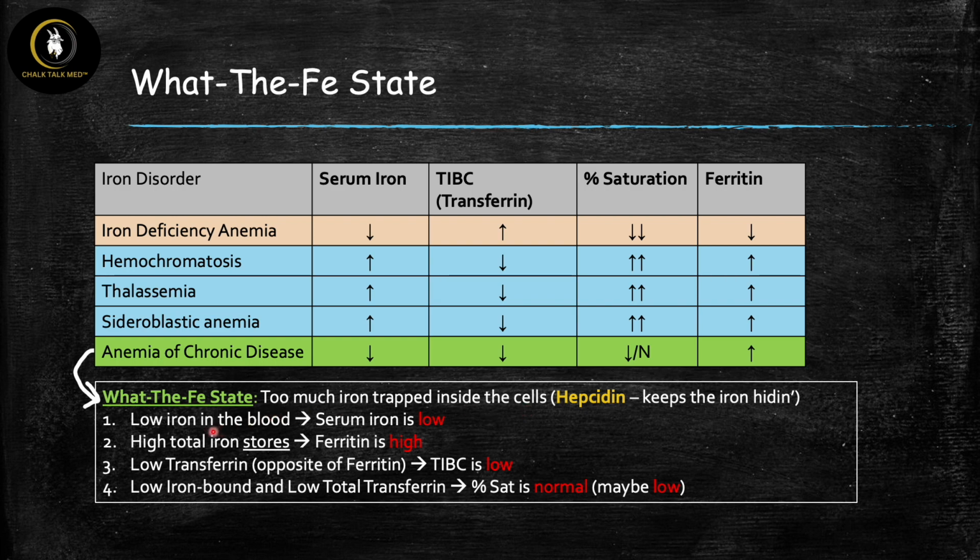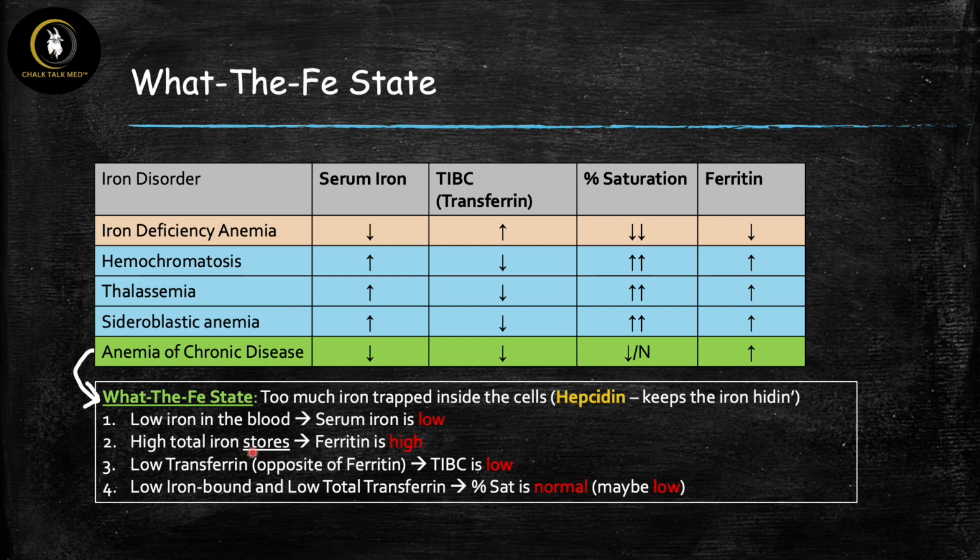Well, iron's trapped inside of the cells, can't get out, can't get into the blood. So your serum iron levels are going to be low because it's stuck inside of the cells. Easy peasy. Next one, your total iron stores. Total iron stores here are going to be high even though the blood levels are low, because remember the problem is trapping iron inside of the cells. That was our number one problem.